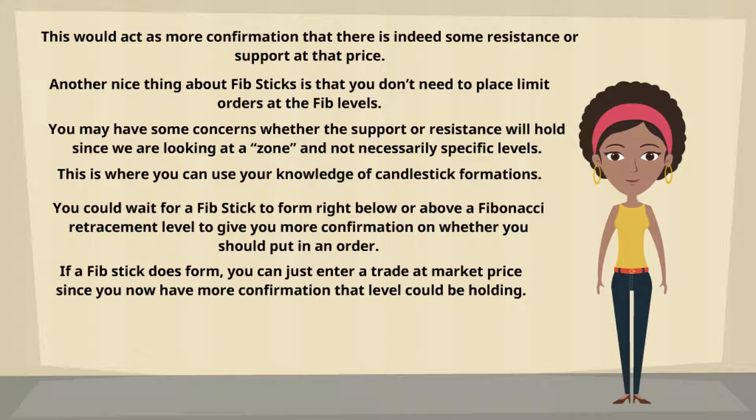You may have some concerns whether the support or resistance will hold, since we are looking at a zone and not necessarily specific levels. This is where you can use your knowledge of candlestick formations. You could wait for a Fib stick to form right below or above a Fibonacci retracement level to give you more confirmation on whether you should put in an order. If a Fib stick does form, you can just enter a trade at market price, since you now have more confirmation that the level could be holding.